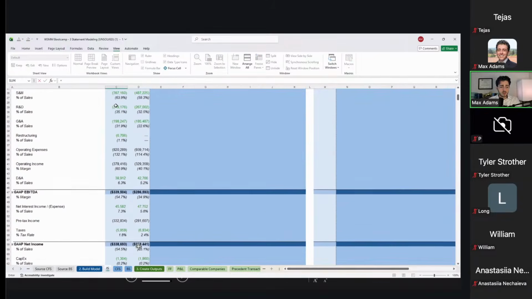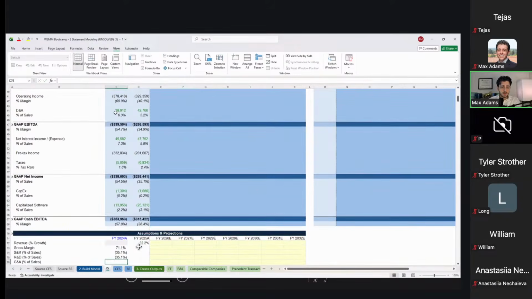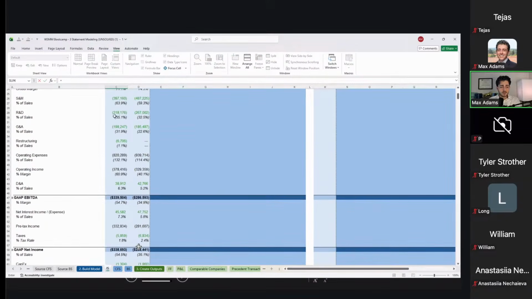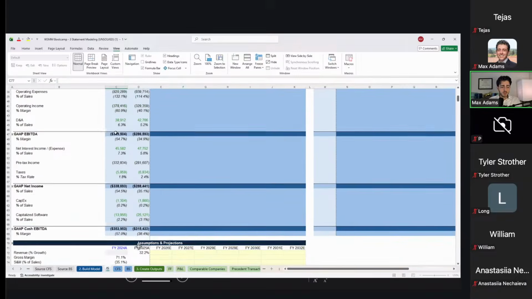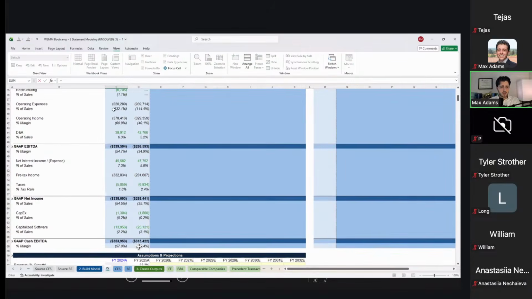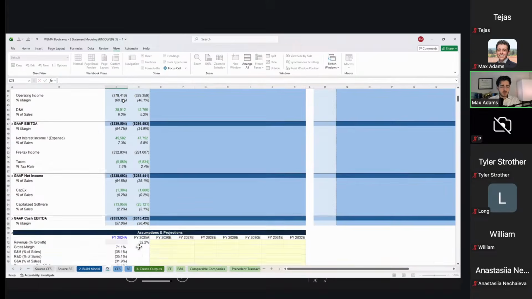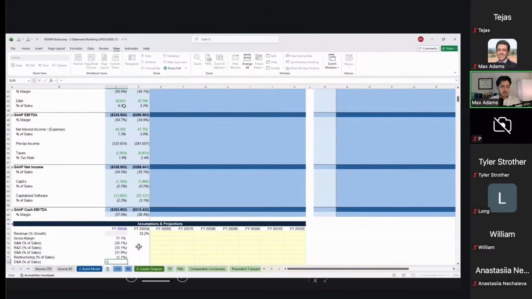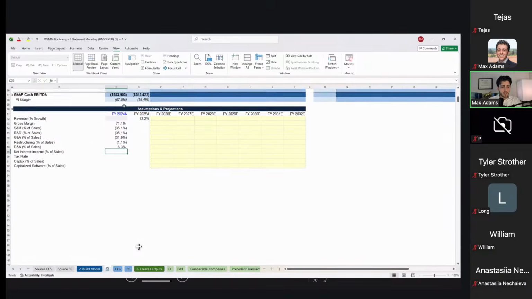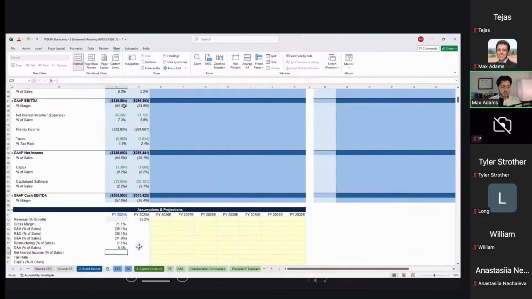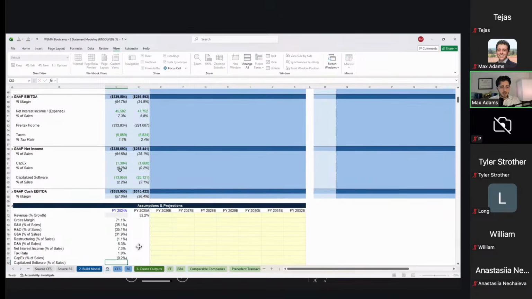And so make sure that you're paying attention. Okay, R&D. And then we've got G&A. And then we've got this restructuring thing, whatever that is. We can talk about that in a minute. And then we've got our D&A. And then we've got our net interest income as a percentage of sales, which is kind of a weird way to forecast it, but I'll explain why we did that. Our tax rate, and then our CapEx, and then our percentage capitalized software.